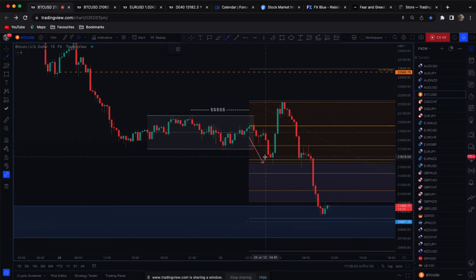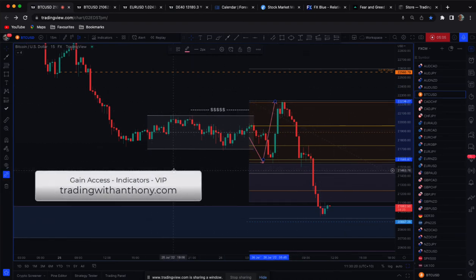And what do they do? They take it back up and sweep this liquidity. This is a stop run. A lot of traders get caught out with this kind of price action, right? And then it trades off. So we've got tutorials on this and how it works and how we can trade this kind of price action.